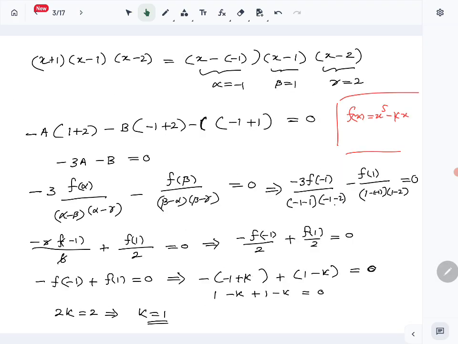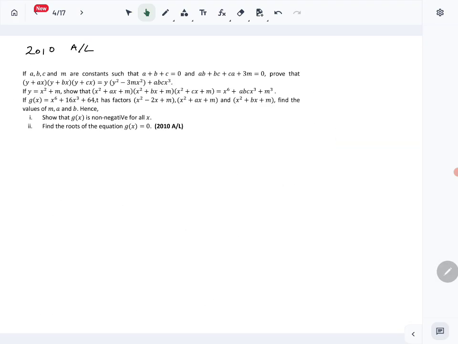So next let's look at the 2010 A level. So a, b, c and m are constants such that ab plus c equals 0, and this expression is also equal to 0. Okay, we have to prove this, right? So I'm going to start with the left hand side and expand it and prove the other side.